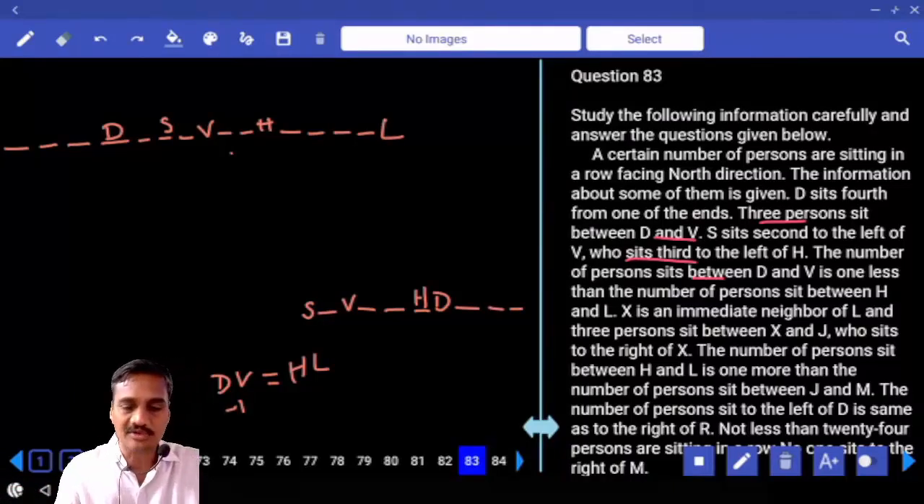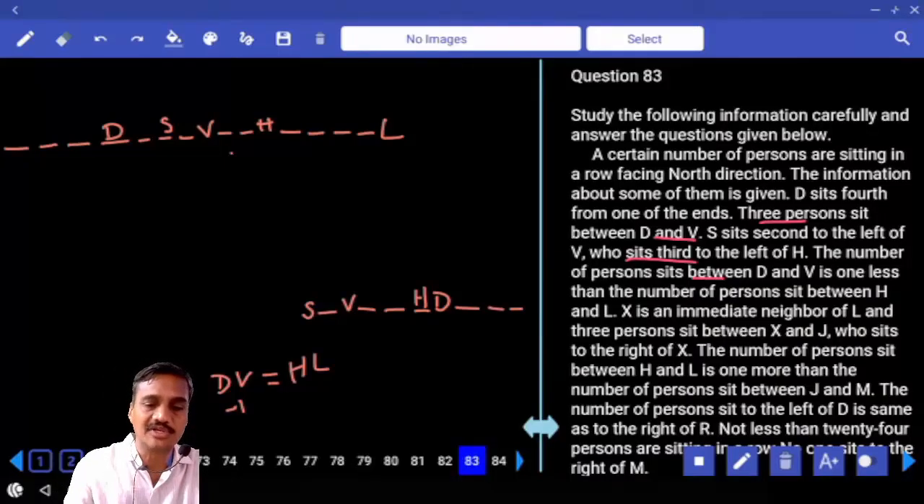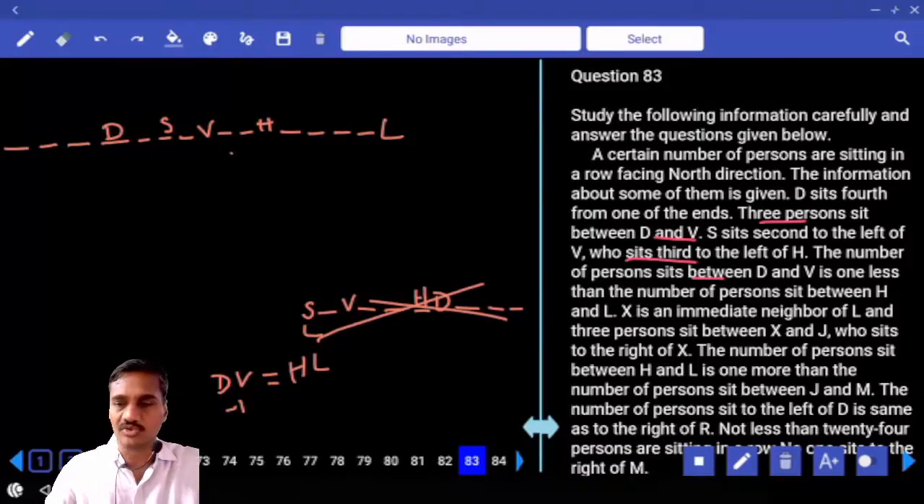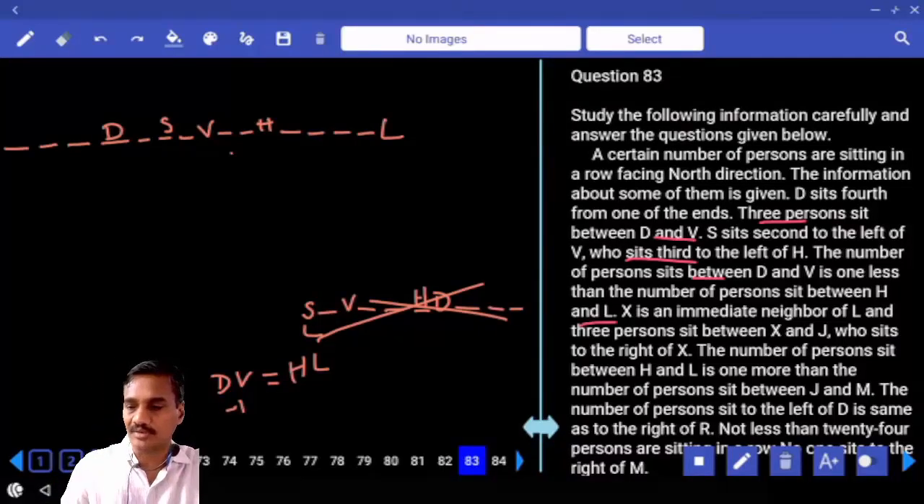And again, coming back to this one. D and V, there are only 3 people. Hence, in between H and L, we need to have 4 people. 1, 2, 3, 4. S and L would be in the same place, not possible. Right-hand side is also not possible. This case is ruled out. Now we are left with only one case.